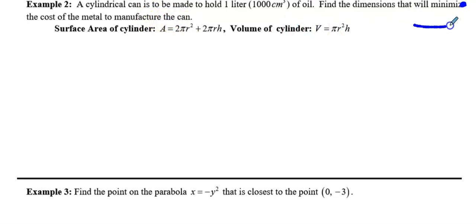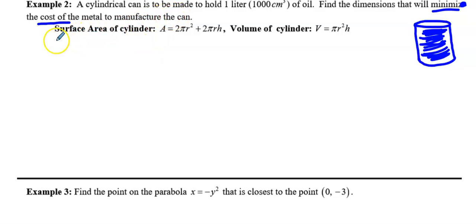Just like in the previous video, we have a little can right here, and we want to know what dimensions will minimize the cost of the metal of the can. They're giving you the surface area and the volume, but we want to know how to minimize this right here. Taking the metal and replacing it over the can, you can see that this is really surface area. So we're looking for how to minimize the surface area of this can.